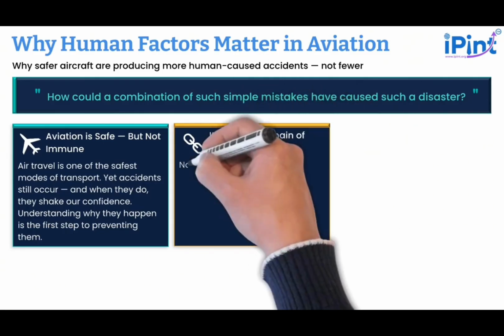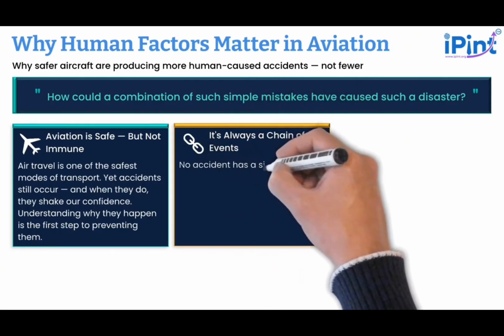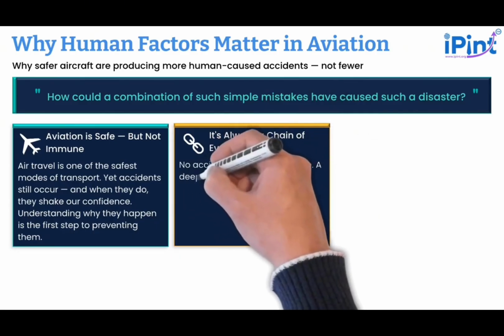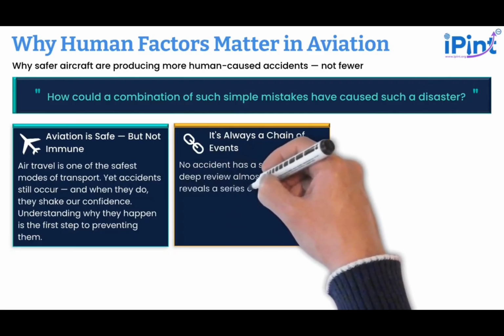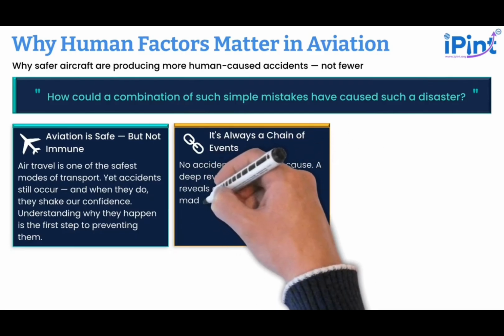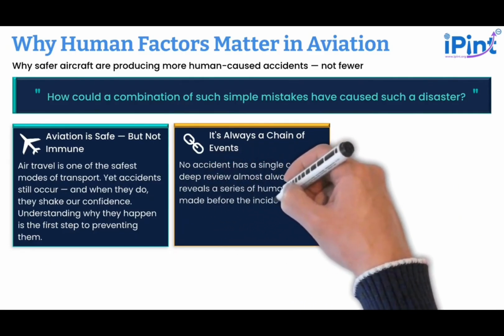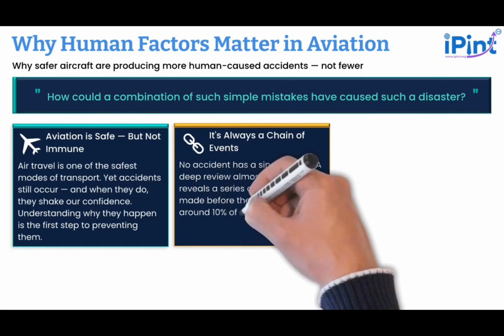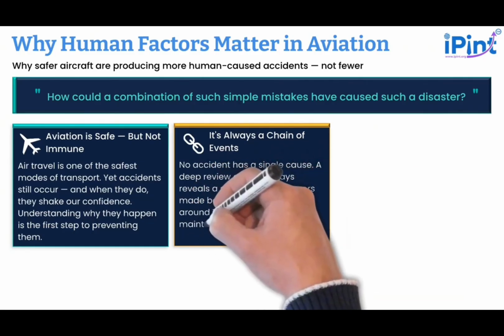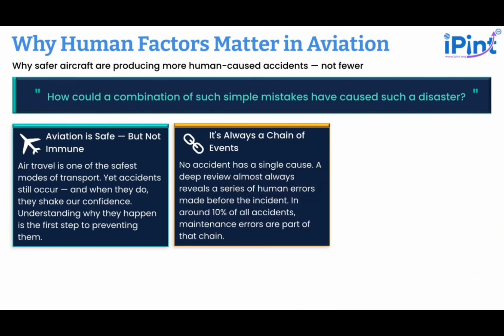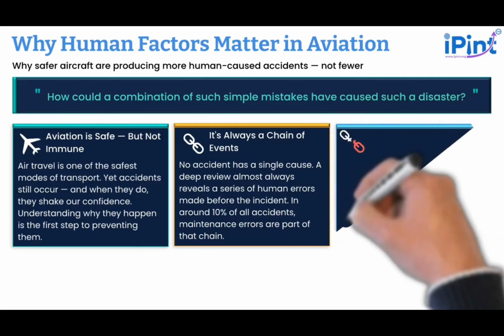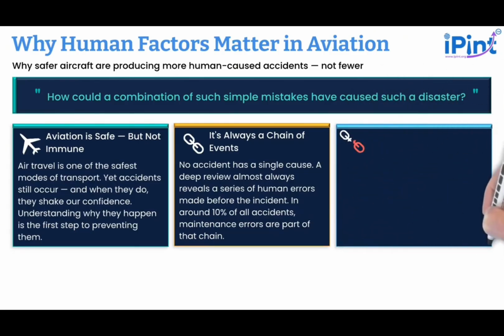No accident has a single cause. When investigators conduct a thorough review of any aviation incident, they almost always uncover not one mistake, but a series of human errors that occurred before the event. In fact, in around 10% of all aviation accidents, maintenance errors are found to be part of that chain of events. And that brings us to the most important concept in this entire training, the chain of events.